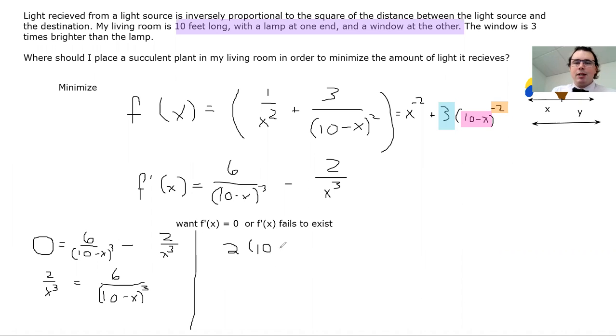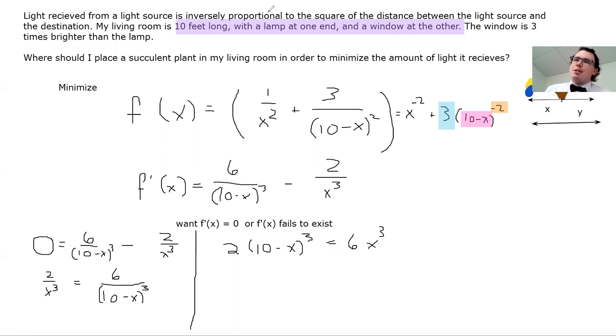So 2 times the quantity 10 minus x cubed equals 6x cubed. Well, I could multiply everything out, and I could subtract that x cubed and see where things fall. That sounds really hard, though. I want to see if there's an easier way to do this.